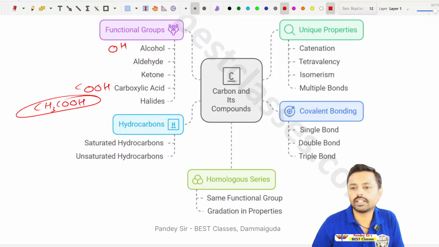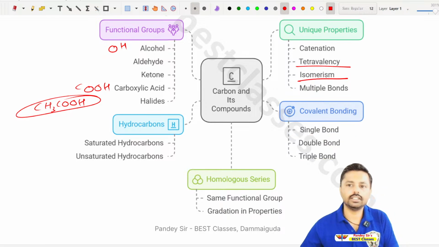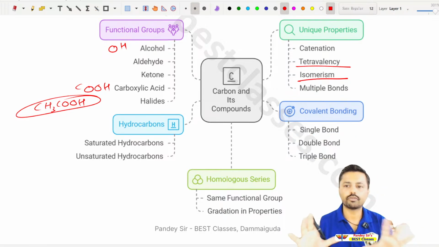And isomerism I already said just now. Tetravalency: carbon has a valency of 4. Catenation: carbon can form carbon-carbon bonds, that's catenation. Multiple bonds it can form. Covalent compound, single, double, triple. All properties are here. This is a nice mind map of this carbon chapter.